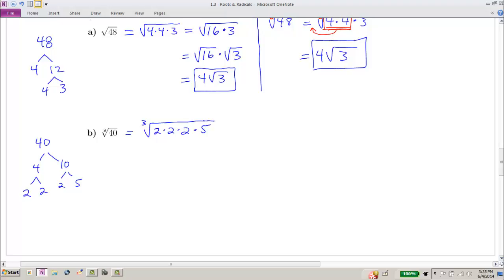Now because this is a cube root, I need to have 3 of the same factor inside to bring 1 out. So we have 3 2's. Those 3 2's in the radical become a single 2 outside. Now all these 2's are gone from inside the radical. We have 2 times the cube root of 5, which is all that's left.